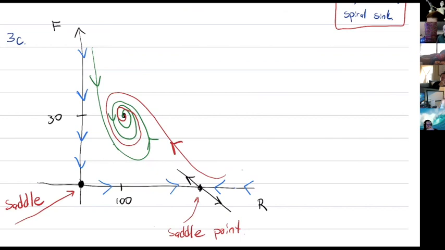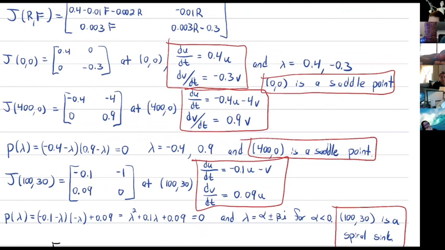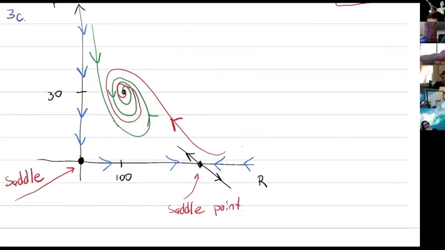So we had 2 saddle points: one at the origin, and here's the other one that was at 400, 0. That's the one that's over here. And then we have one at 130. I didn't show the work here, but it's actually pretty easy to find the eigenvectors, relatively speaking, for this one. This has 2 eigenvectors for the equilibrium at 0. One of them is the vector 1, 0, and one of them is the vector 0, 1.